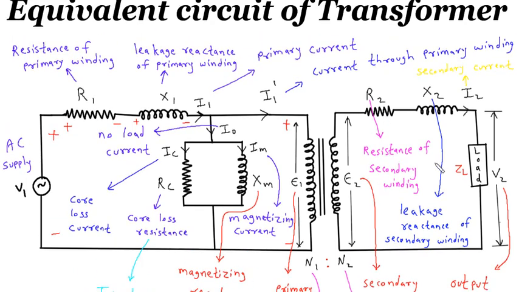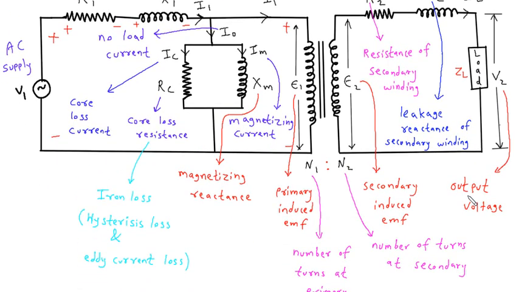R2 is the resistance of the secondary winding. X2 is the leakage reactance of the secondary winding. I2 is the secondary current. ZL is the inductive load. V2 is the output voltage.